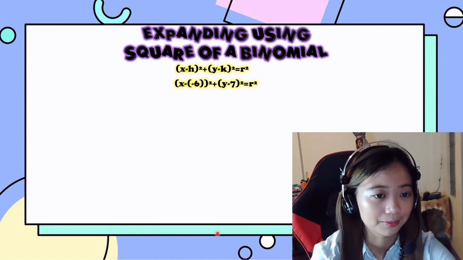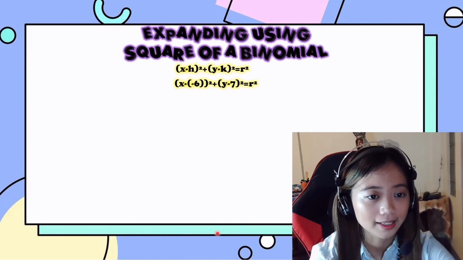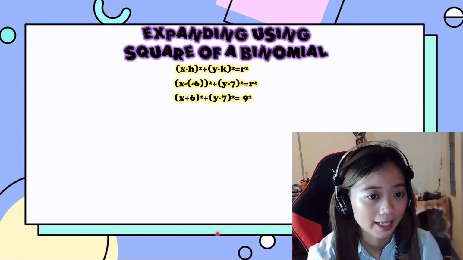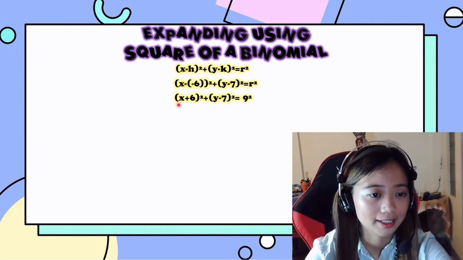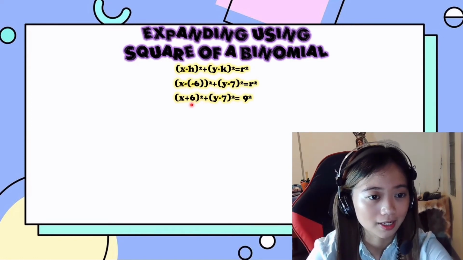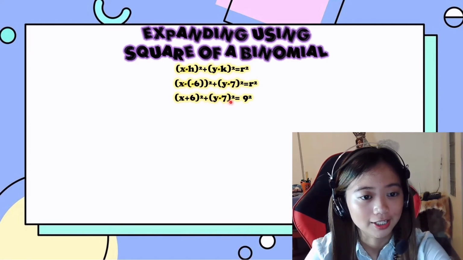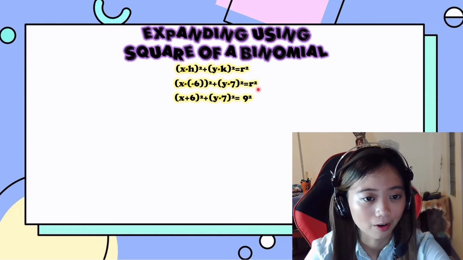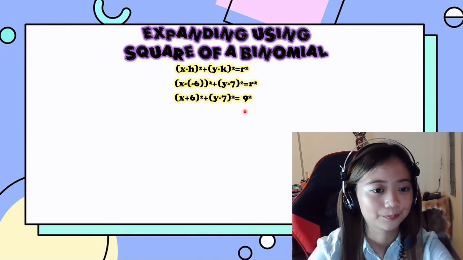X minus negative 6 raised to the second power plus y minus 7 raised to the second power equals r squared. Next is substitute the value of r. Quantity of x, negative times negative 6 is equal to positive 6 raised to the second power plus quantity of y minus 7 raised to the second power equals the value of r, which is 9 squared.